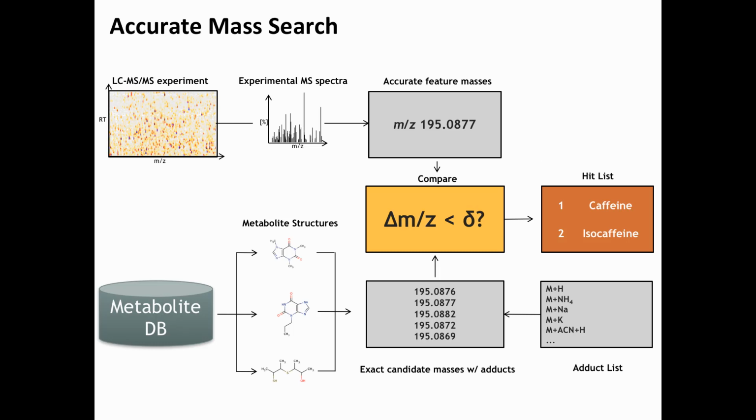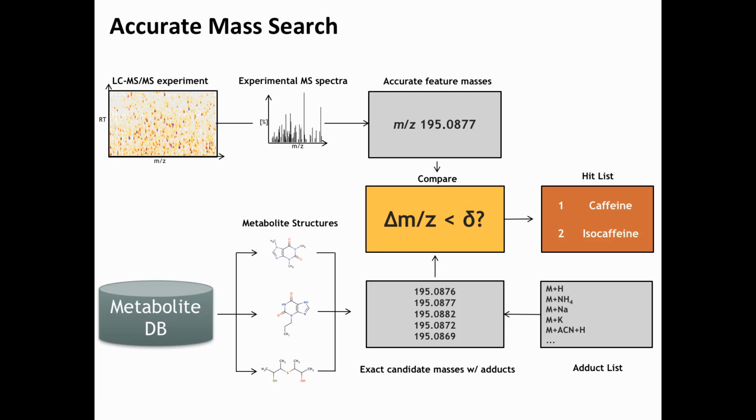Accurate mass search works in a different way. Here we are actually not searching against experimental data, but we're searching against a metabolite database, usually a structural database. That could be something like PubChem. And we take all these structures, and from them we compute the monoisotopic masses. But we have to add something that we haven't discussed yet, and that is an adduct list. Most of these monoisotopic masses we will not observe as the masses themselves, but they will have adducts like sodium, ammonium, or acetonitrile attached to the metabolite, usually as an ion pair.